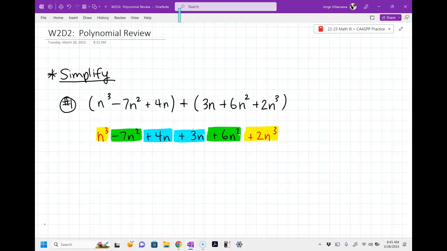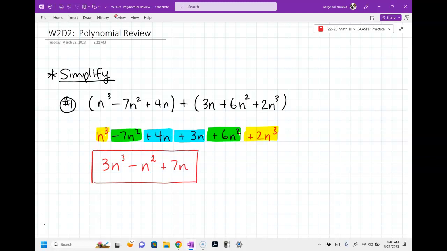Those are my like terms. So let's add them up. Let's go with the highest power, so the cube. n cubed plus 2n cubed is 3n cubed. The next highest power would be a 2. Negative 7n squared plus 6n squared is negative n squared. And then the last one, 4n plus 3n, that's 7n. And that's it. This is all you have to do.